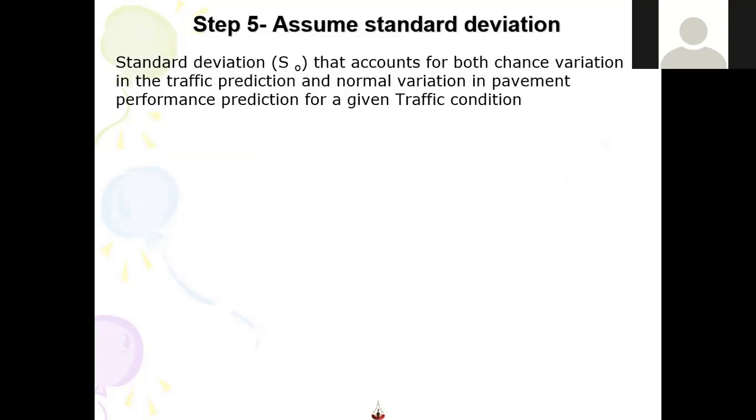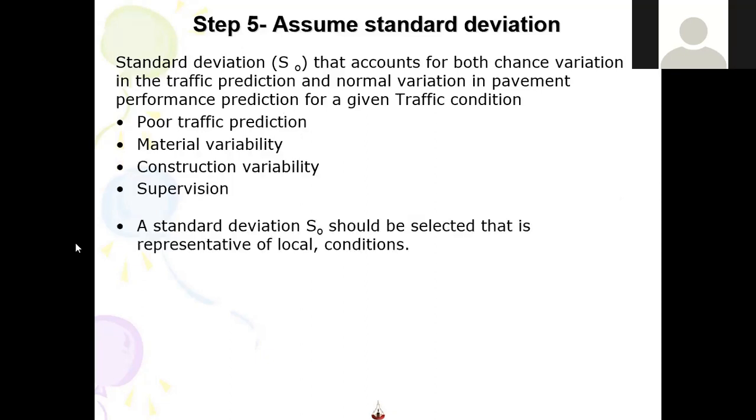Standard deviation. Standard deviation is accounted for poor traffic condition, material variability. This we already had discussed in flexible pavement. Construction variability, supervision, and this should be selected.